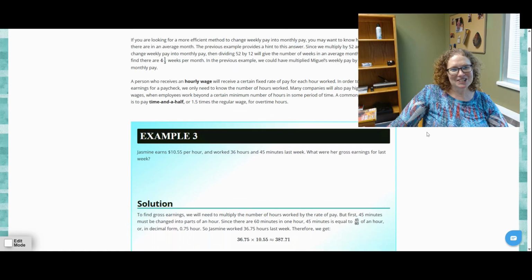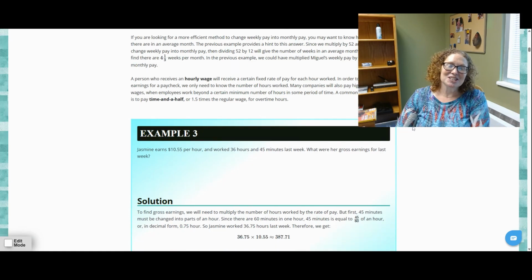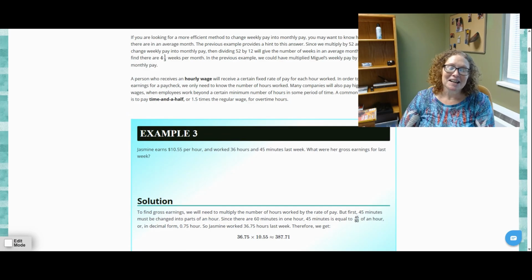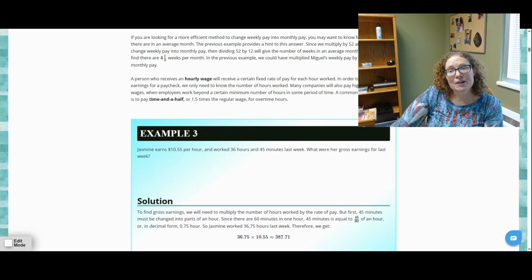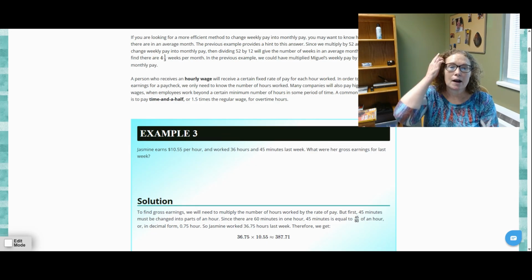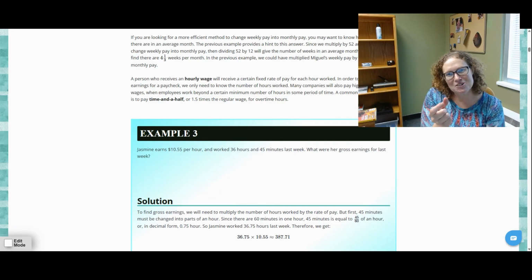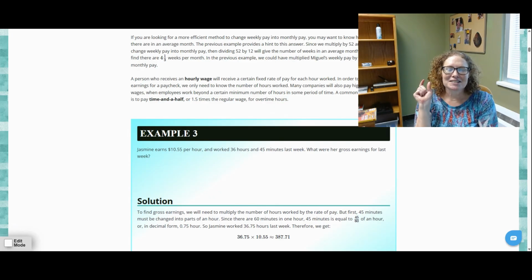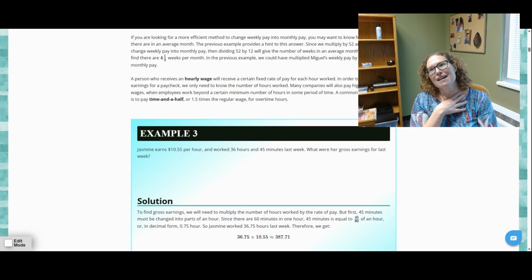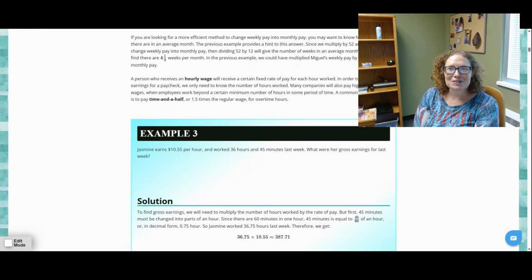When we get to the hourly wage, which is the non-exempt people from the FLSA, you get a fixed rate of pay for each hour when you're hourly. So to find the gross earnings per paycheck, you would take the number of hours you worked times that dollar amount that is your hourly rate. And then overtime is typically time and a half for overtime hours. And that's typically over 40 hours in a week.